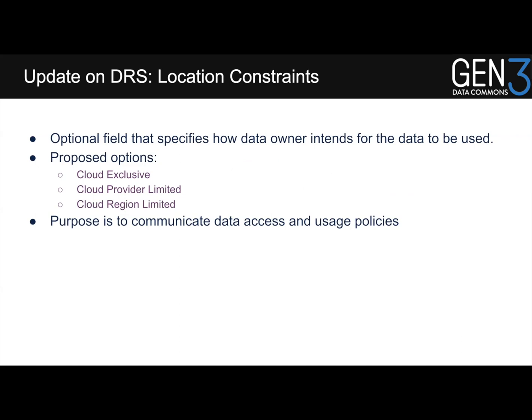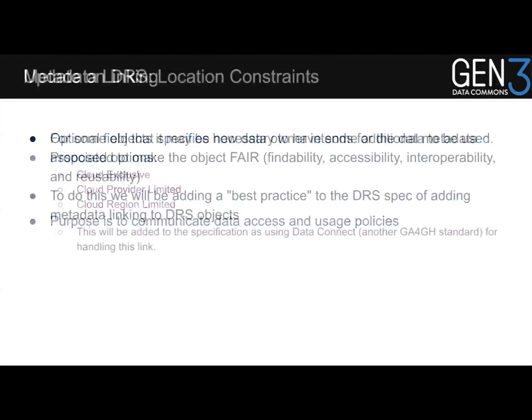The third PR has to do with location constraints. This will be an optional field that communicates to the user how the data owner intends the data to be used. Options like whether the data should be used exclusively on the cloud, exclusively on a specified cloud provider, or a cloud region. This helps strengthen data governance and compliance for data in cloud-based environments.